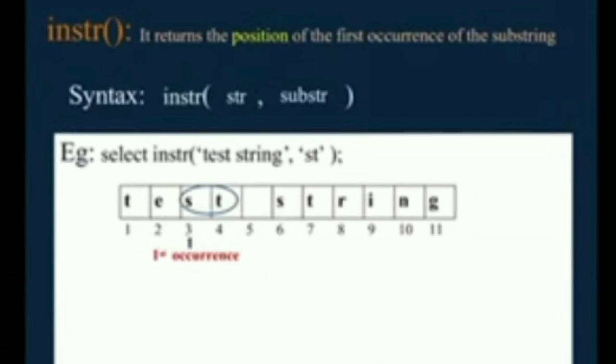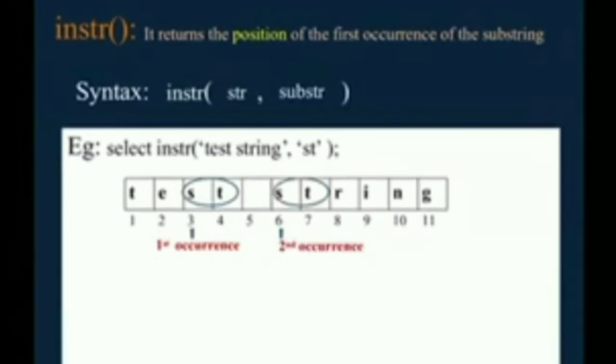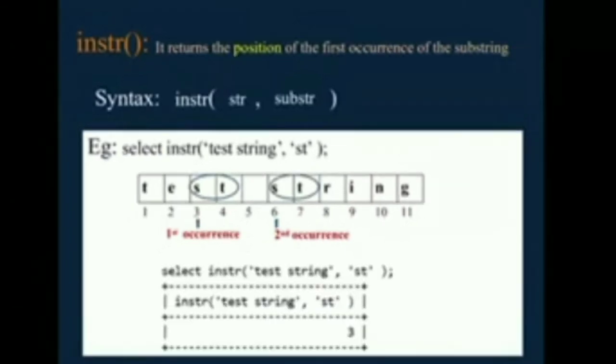For example, SELECT INSTR('test string', 'st'). Students, we find the first occurrence position of the word st in the string. Here we can see the substring st occurs 2 times in the test string, but the position of the first occurrence will be the answer, that is, the output will be 3.